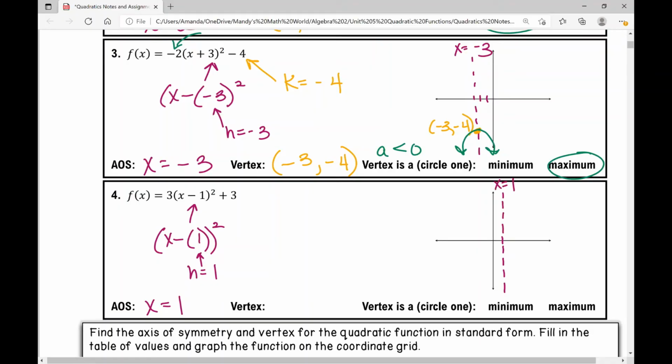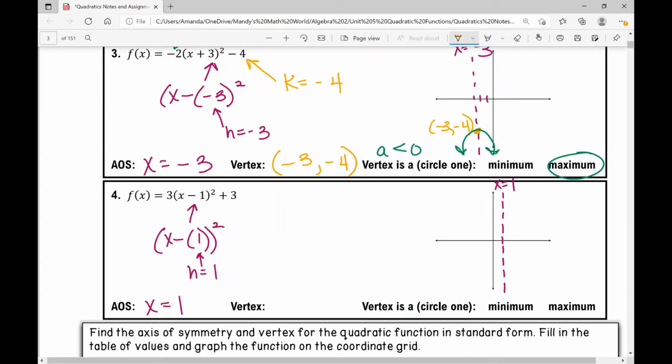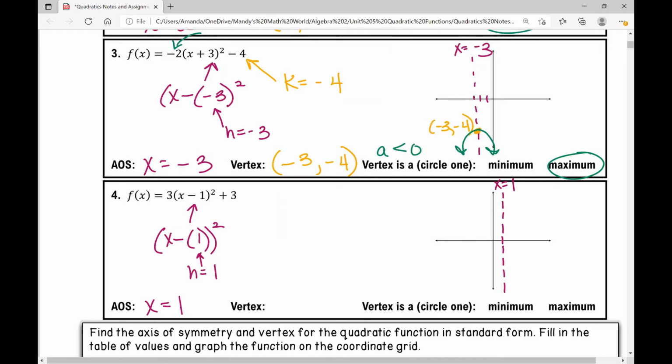X equals 1. Let's move on to the vertex. So what do I need to do to find the vertex? I already have my h value, which is 1. And remember, that vertex, it's (h, k), right? So where's k? K is right here, which is positive 3. My vertex is 1, 3. And that's right there. And I can label it 1, 3.